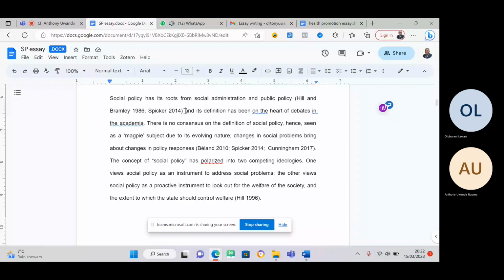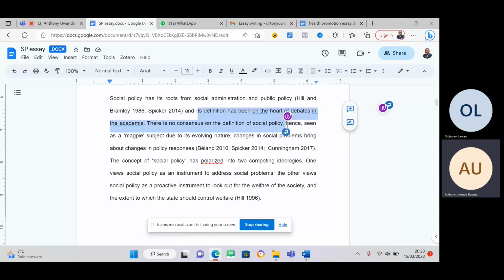You will not get fewer than 3 definitions of social policy. There's no way you will not know that social policy has different definitions. Having read my textbook, I know that social policy has different definitions. So personally, I need to define the concepts. What is social policy? Now I started to look at how I introduced it. You see, each definition is at the heart of debates in academia.